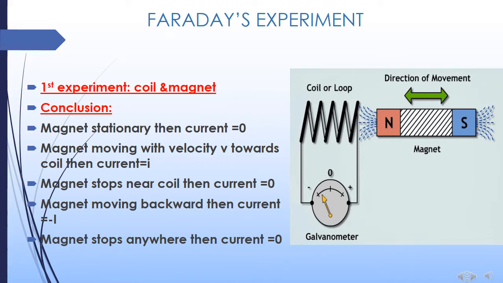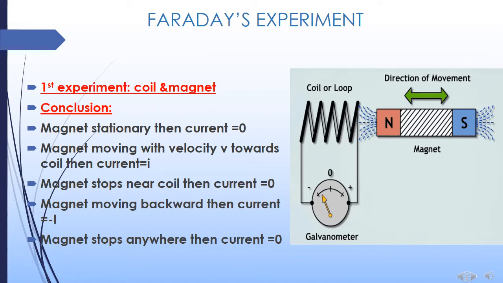So we observe this: if the magnet is stationary, then the current is 0. If the magnet is moving with a certain velocity v, then there is a current. Third, if the magnet stops near the coil, then the current is 0. So now we can find out the relation between the movement of the magnet and the current flowing in the coil. So we have observed 5 basic observations.